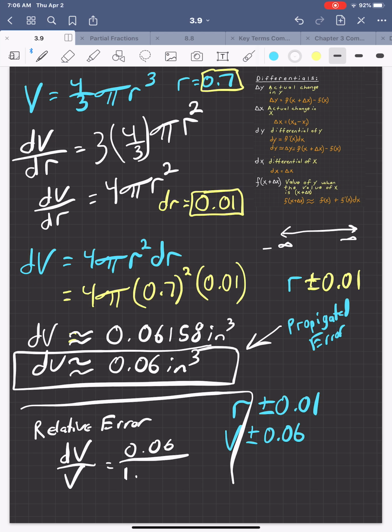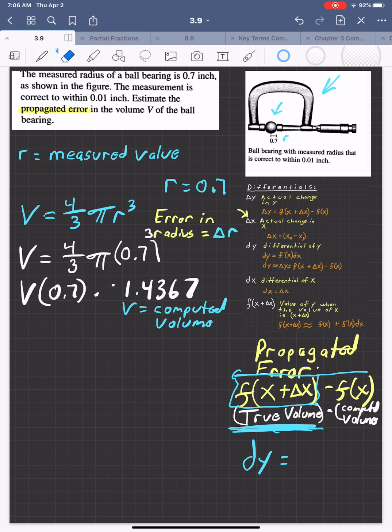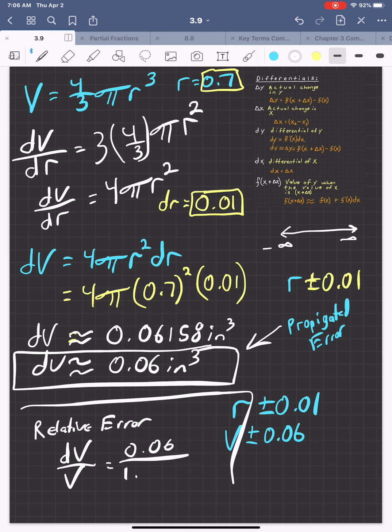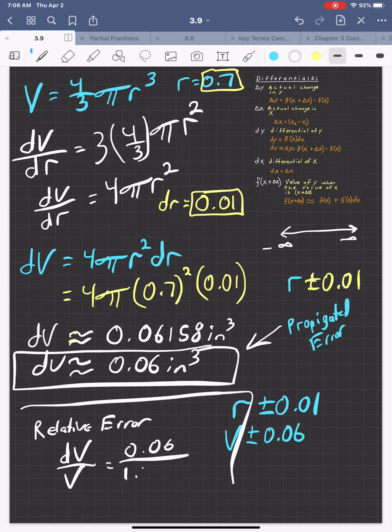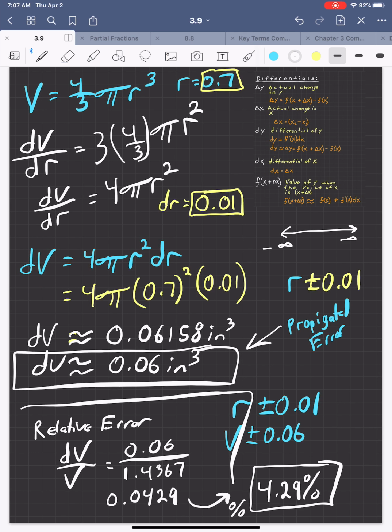And on the previous page, we calculated the volume to be 1.4367. Look at me, I didn't even use the same significant figures when I was rounding. So 1.4367. Now if you were to grab your calculator and run that quotient, you would get 0.0429. Now turn that to a percent so that others can understand what that means. And you end up with 4.29%. That would be the relative error.